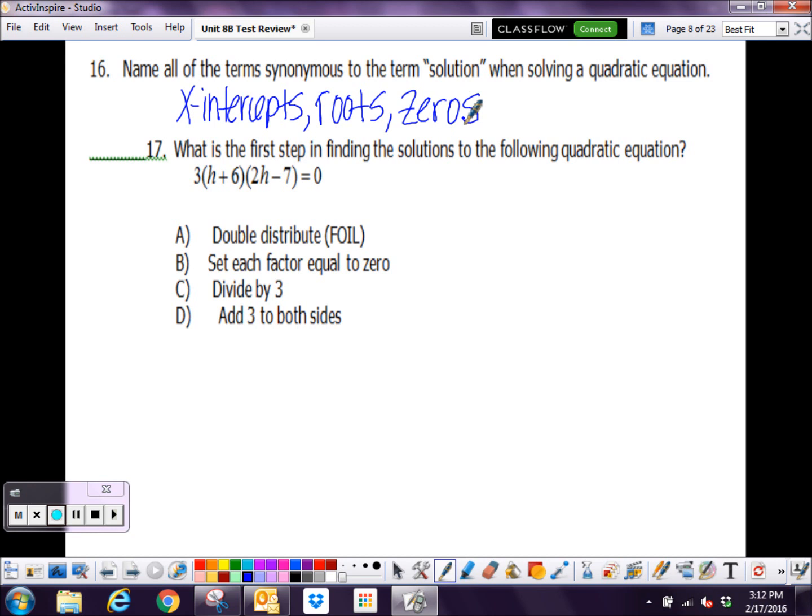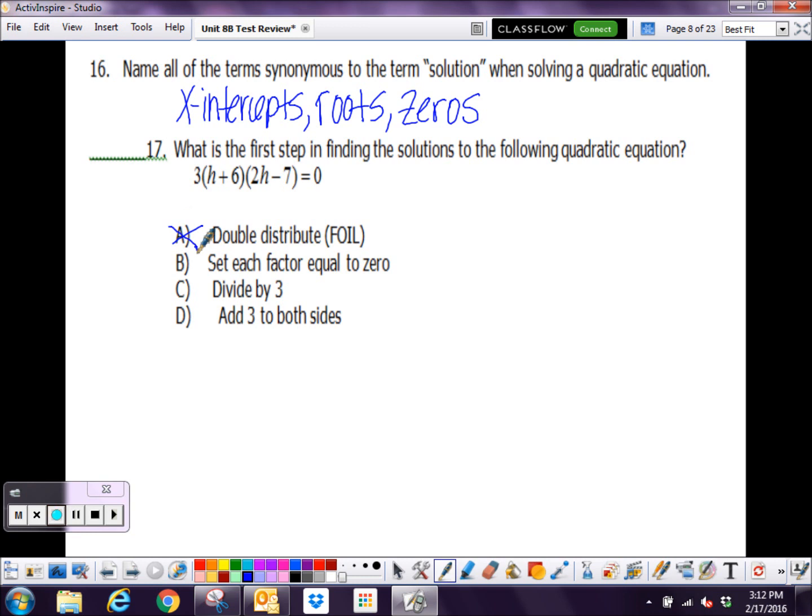Number 17, what is the first step in finding the solutions to the following quadratic equation? Now, you're going to see this on the next problem, but because this is already equal to 0, this has already been factored. So don't try to FOIL this and then factor it again. You're going to get it right back to what it's at right now. So I do not need to double distribute. I don't need to FOIL. That would be doing the same work we've already done.